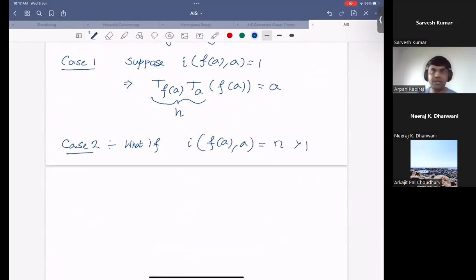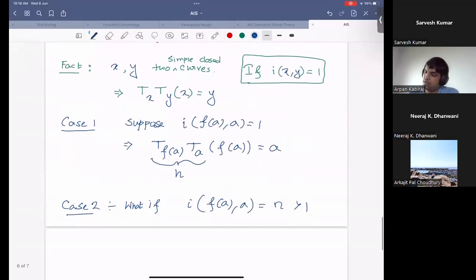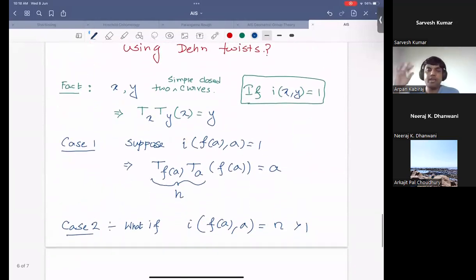This is where the fundamental observation comes from. Firstly, this was due to Harvey, and before that it was pretty much known, but Harvey formalized it. There were other reasons also for introducing this complex. So the idea is the following. If the geometric intersection number between FA and A is 1, we are done. If the geometric intersection number of FA and A is n, you construct a sequence from A to FA such that at each stage you get geometric intersection number 1.